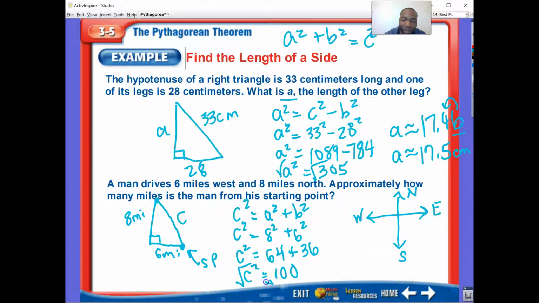Take the square root of that. We only want the positive answer. So it's not approximately, why? Because it's actually equal to 10 miles. All right, so that's where he's at, 10 miles from the starting point.